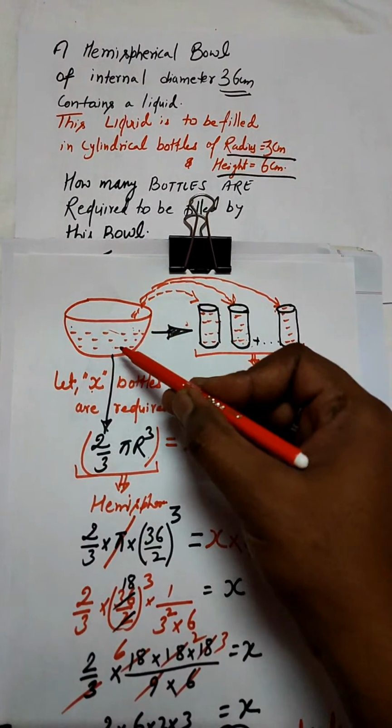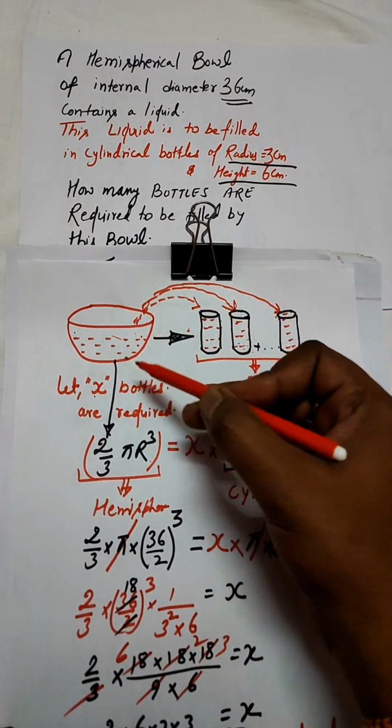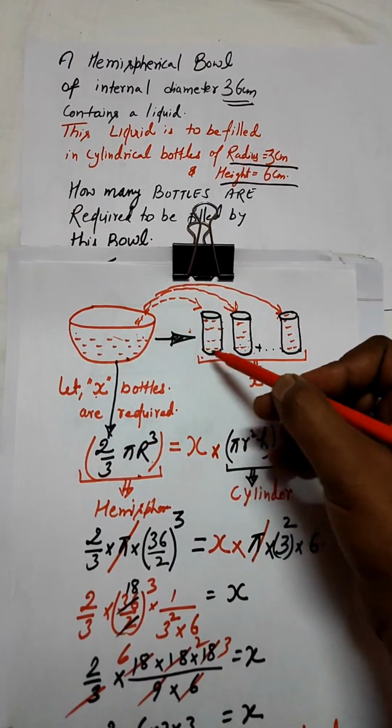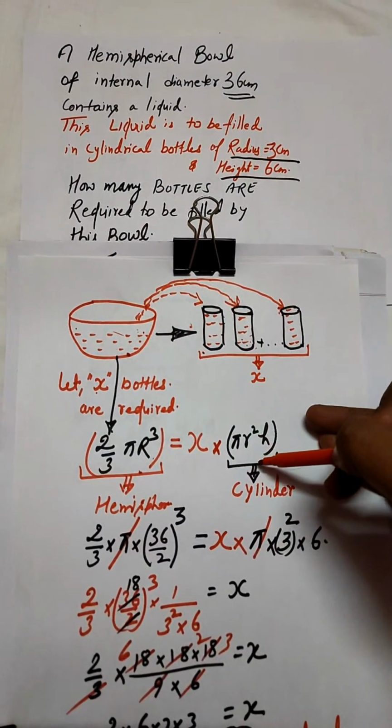The volume of the container which needs to be emptied is kept over here on the LHS. The volume of the container into which the liquid needs to be emptied is kept on the RHS, right?